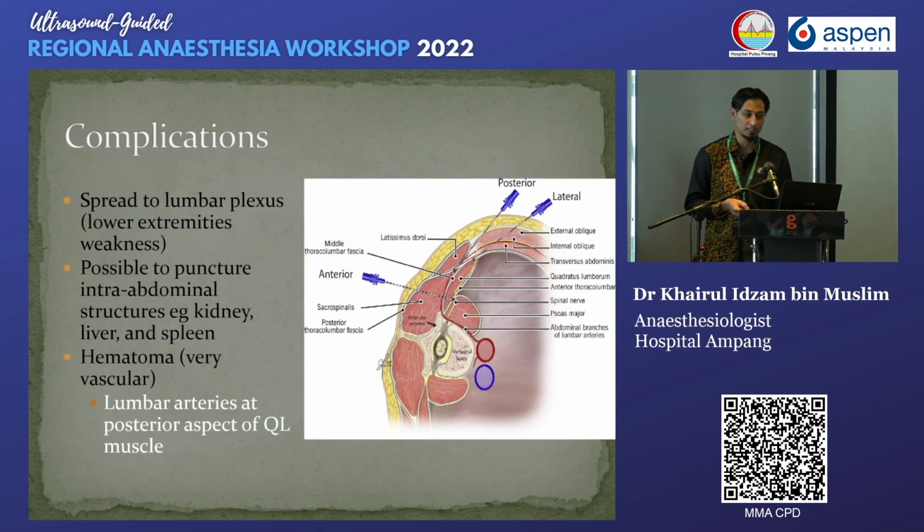So, complications. It can spread to the lumbar plexus, so that's why it can cause weakness. It's possible to puncture intra-abdominal structures such as the kidney, liver, and spleen, and it is very vascular and can cause hematoma. The lumbar arteries are at the posterior aspect of the QL muscle.